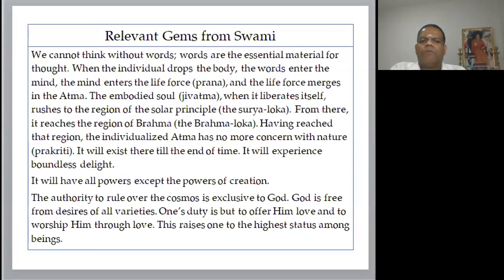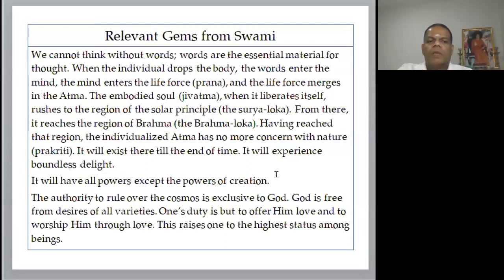So if we have to reach the Lord, that's ayana. Nanya panta ayanaya vidyate. No other path exists for this journey. Yajnena yajnam ayajanta devah. So that means we have to offer everything to the Lord. But when we get to that point, having reached that region, the individual Atma has no concern of nature. It will exist till the end of time. It will experience boundless delight. It will have all the powers except the powers of creation.